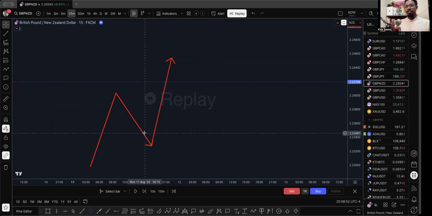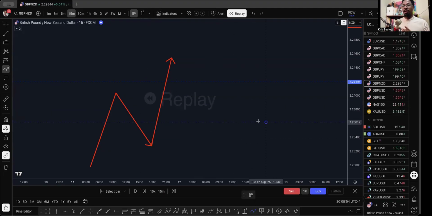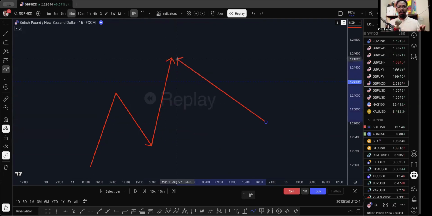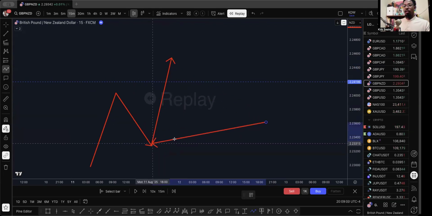First principle is this is the pattern that we're looking at, right? This is the pattern that we're looking at if we're going to buy. When we're going to buy is always going to be at the lower high.